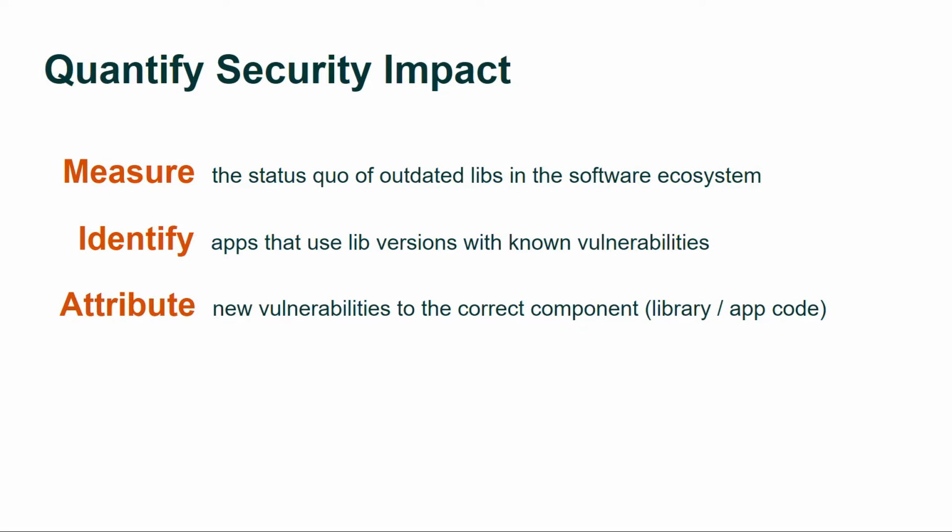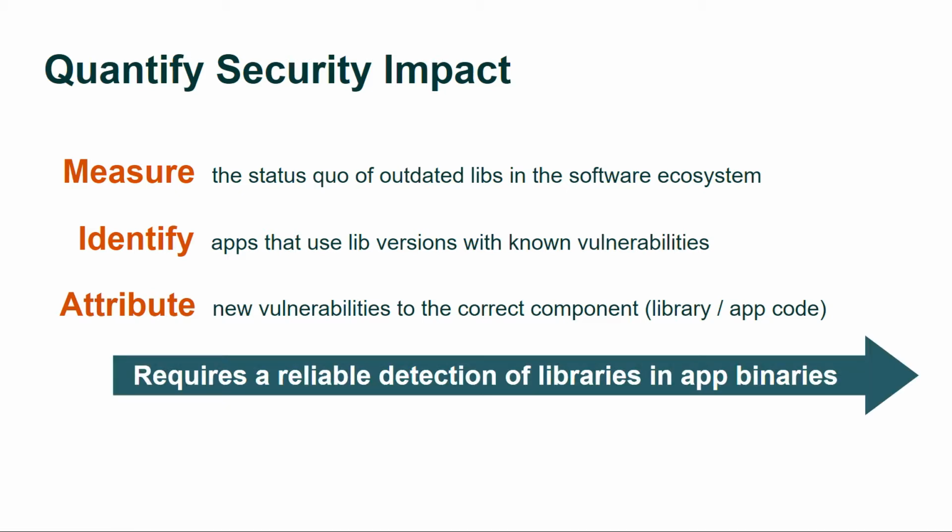But these are only risk estimations. What we actually want to do is to quantify the security impact of third-party code. And to do so, we have to perform the 3 following tasks. First, we need to measure the status quo of library outdatedness in the software ecosystem. Second, we need to identify those applications that use library versions with known security vulnerabilities. And third, whenever we find a new vulnerability, a security or privacy issue, we want to properly attribute this issue to the correct application component. So either the application code or some library code. And all those 3 tasks have in common that they require a reliable detection of third-party code in applications.